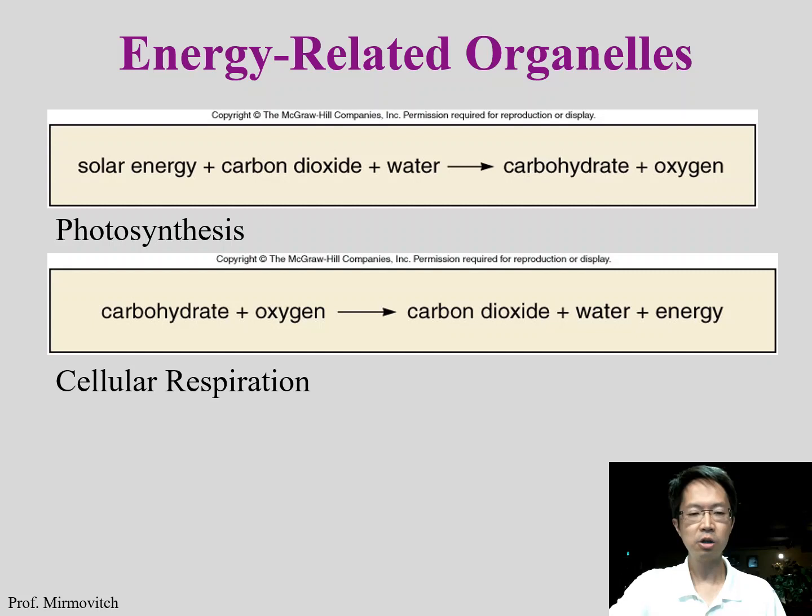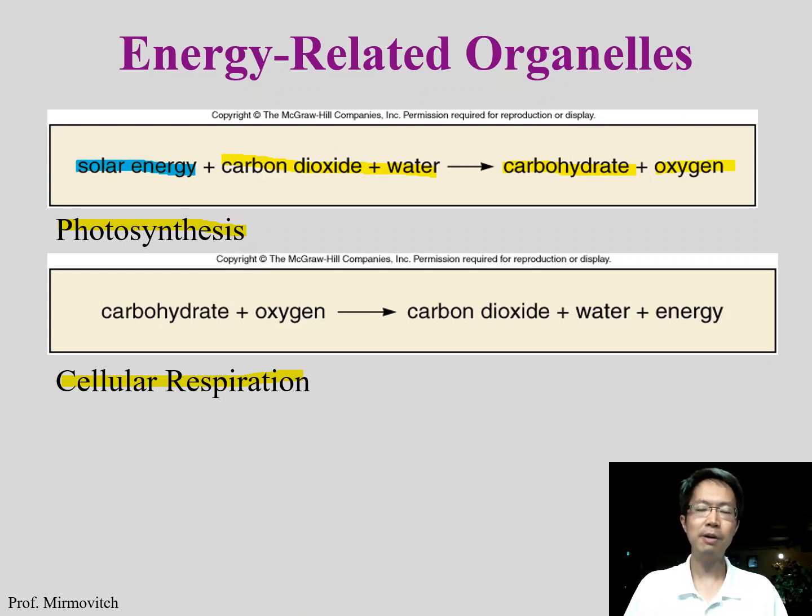So this is what I told you. Photosynthesis and cellular respiration are exact opposites. Photosynthesis uses solar energy. Okay, let me use a different color so that you know the relationship. We use the solar energy, and then you take carbon dioxide and water to form carbohydrate. See, carbohydrate means you have carbon dioxide and water together, and then you make oxygen.